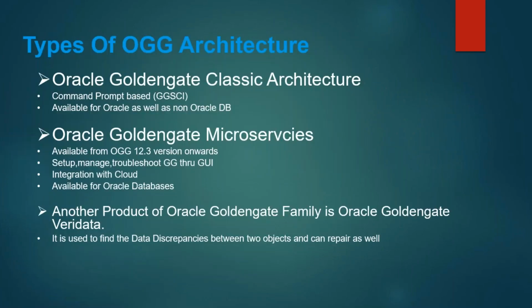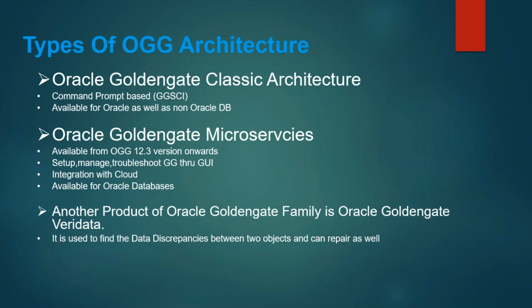Upon completion of the overview of database architecture, I want to discuss the different types of Oracle Goldengate architecture. So there are two types of Oracle Goldengate architecture. One is classic architecture, second is microservices architecture. So this training which we are doing is microservices.